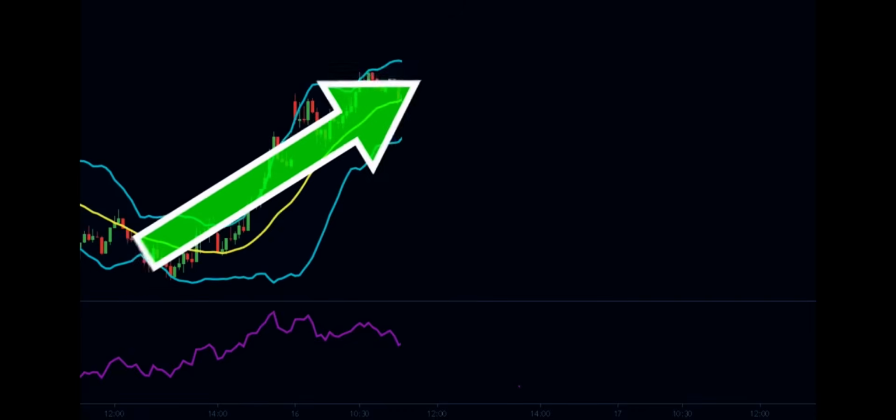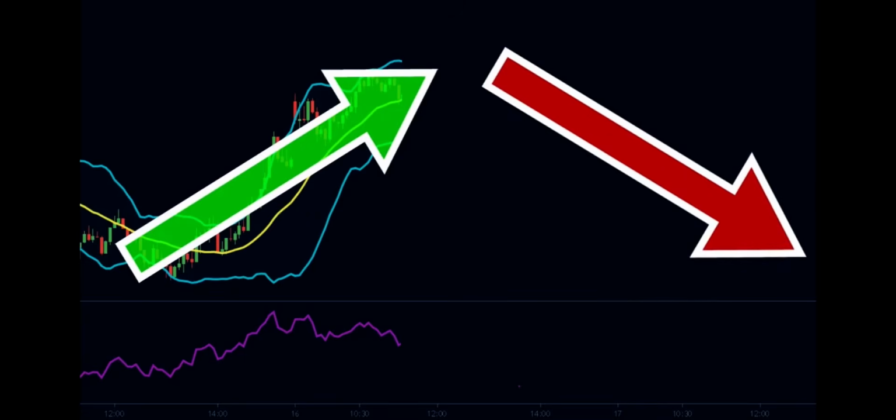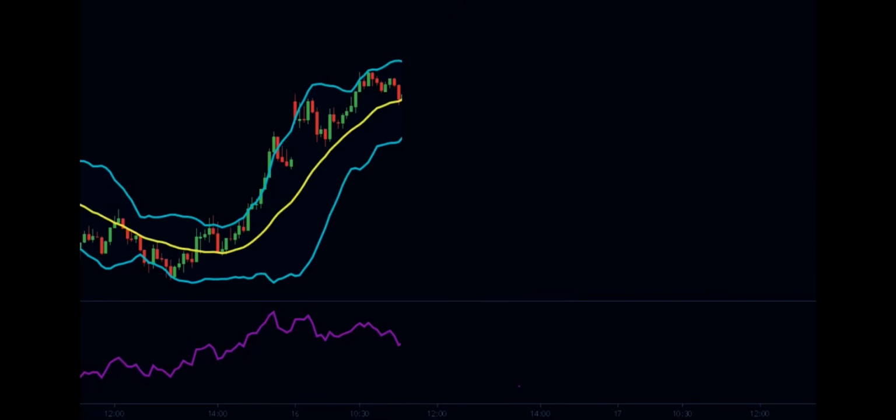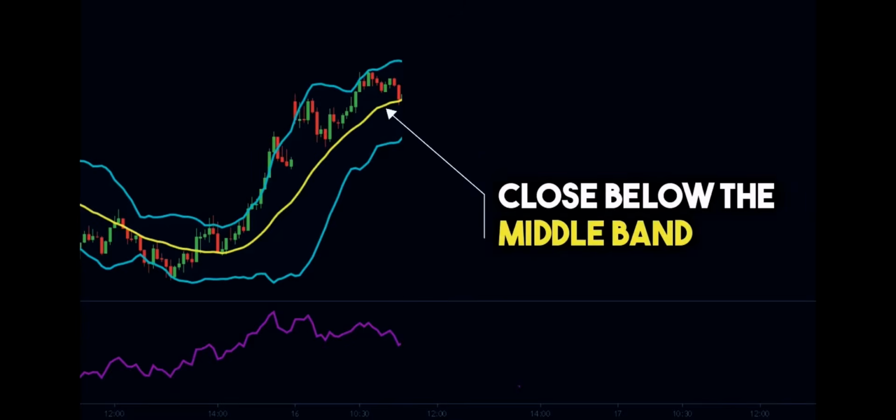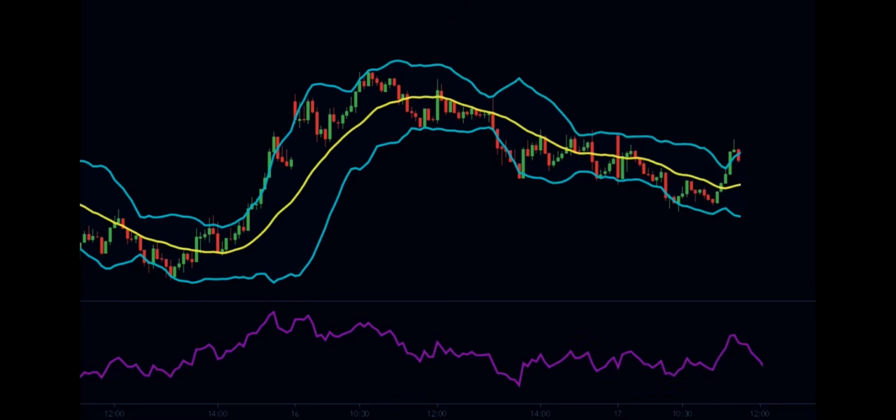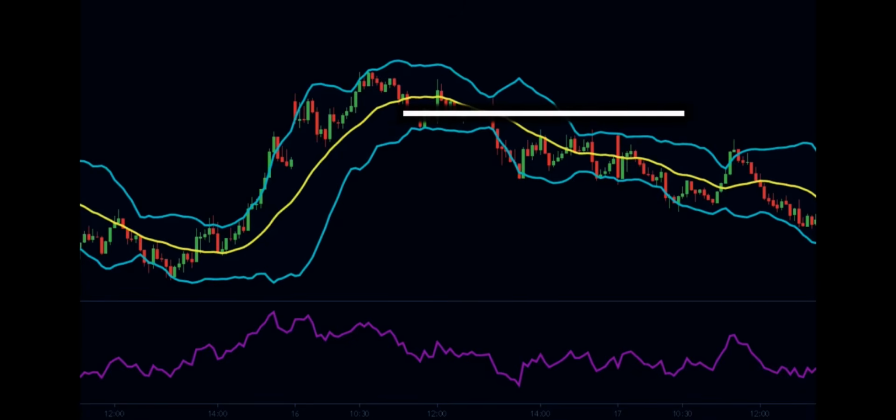This indicates that the uptrend has weakened and a reversal may occur very soon. But we will not sell the stock just yet. Instead, we will wait for the price to close below the middle band of the Bollinger Bands. Here is the candle that closed below the middle band. We will sell the stock here.